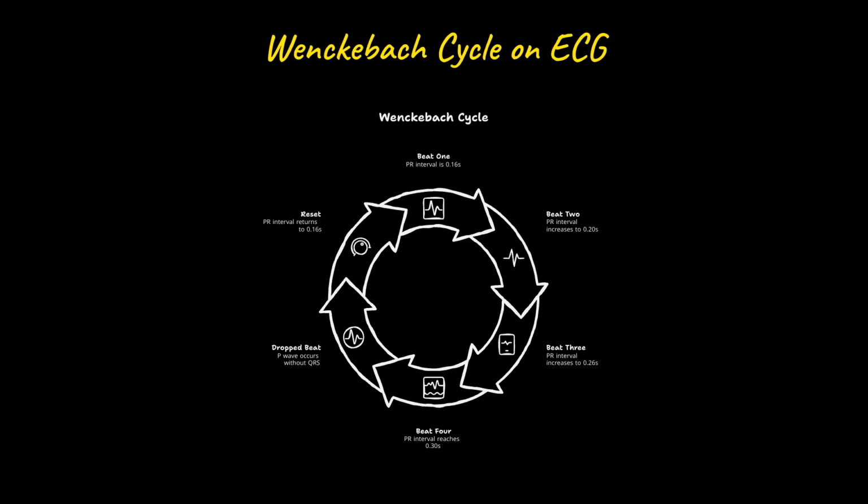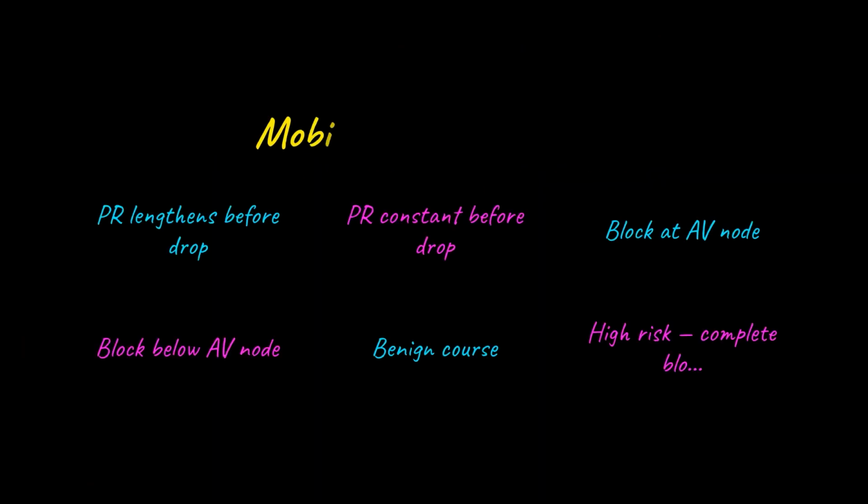That non-conducted P wave produces a brief pause, after which the node recovers and the next PR interval resets to its shortest value, starting the cycle over. Every Wenckebach cycle is defined by three features together. The PR interval lengthens across consecutive beats. A P wave eventually appears without a following QRS, producing a pause, and then the PR interval resets to its shortest value on the very next conducted beat.